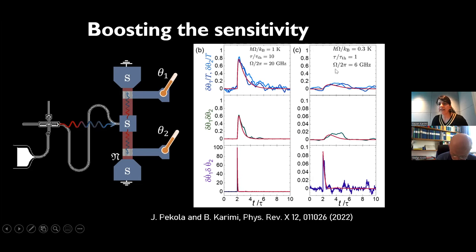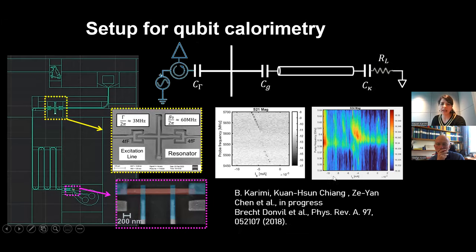But it is more challenging with a much smaller energy, like 0.3 Kelvin, and with a slower thermometer. We can see that the only way it is possible to detect such quanta is with the cross-correlation technique. So this is the setup that we have at the moment.